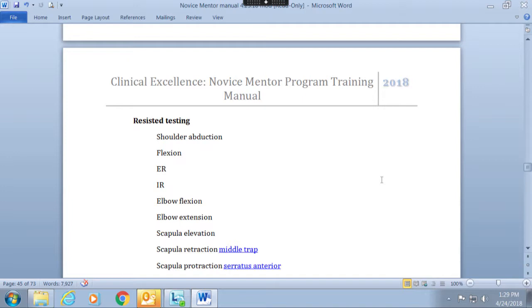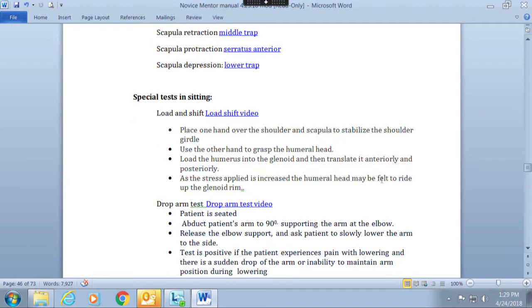Elbow flexion, extension, scapular elevation, which is upper trap elevator, and scapular retraction, a general test. We can do a thumb up for mid trap or rhomboid. And then we can do protraction, a serratus test, and a pec minor test. And there are videos to see different options for that.